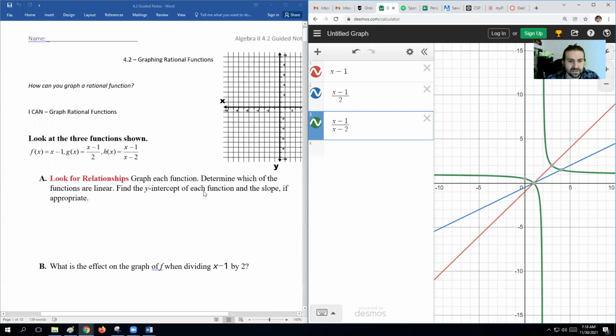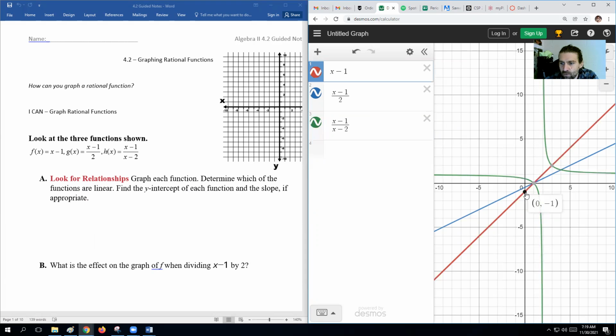So let's see if we can answer these questions. Graph each function, which we did here. Determine which functions are linear. I would definitely say f and g are linear. Find the y-intercept for each of these functions and the slope if possible. The y-intercept for the first one, the red one, is -1. And the slope, if we look at the red line, is going up 1 over 1. So maybe we'll write that down there.